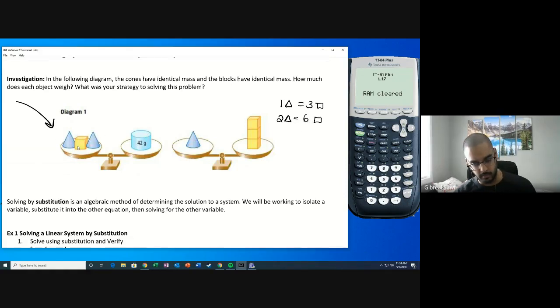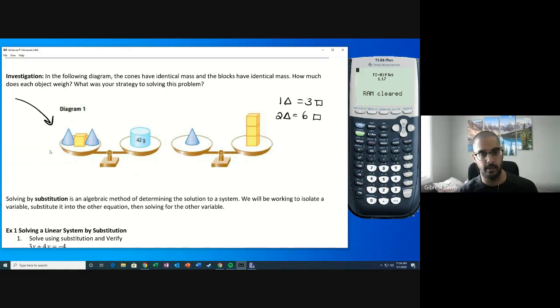So I could really say that this side of this balance scale is equal to 7 blocks. This cone is going to be 3 blocks, this cone also 3 blocks. So in total, 3 plus 1 plus 3, that's going to be 7 in total. Now that should be equal to 42 grams. That means that 1 block, if I divide both sides by 7, should give me 6. So a block is 6 grams.